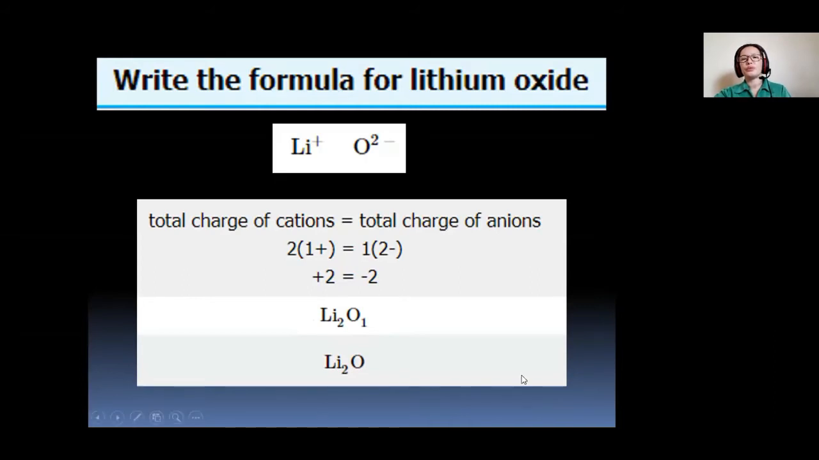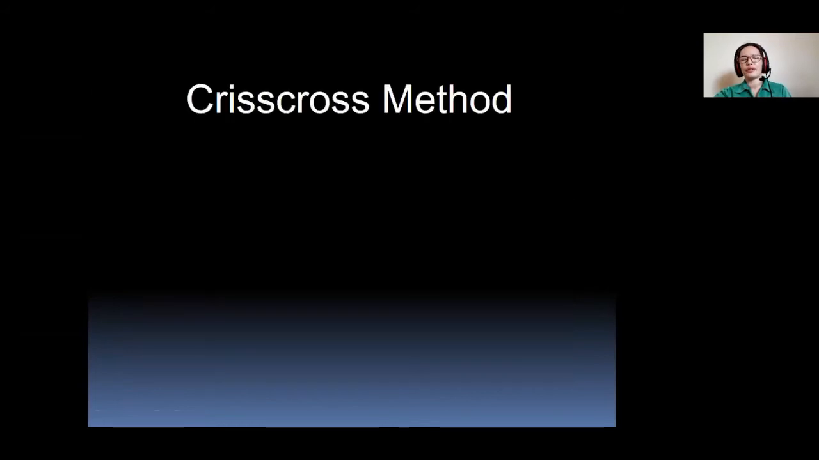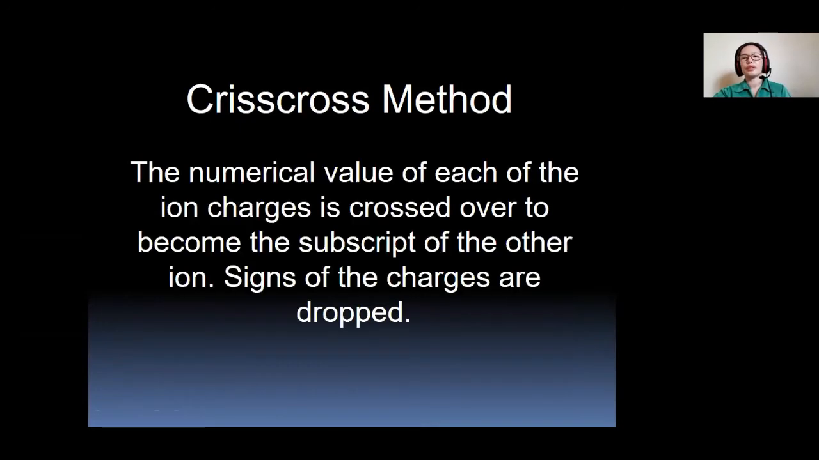So if you check the oxidation charges for lithium and oxygen, you will notice that they simply exchange. It seems that the positive and the negative just cross over and the charge sign is dropped. We call that method the crisscross method. So in writing the formula of a compound, we can apply the crisscross method, which is simply crossing over of the oxidation numbers, but the charge is dropped.